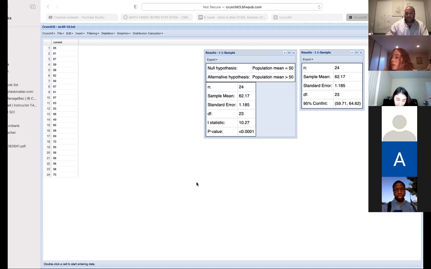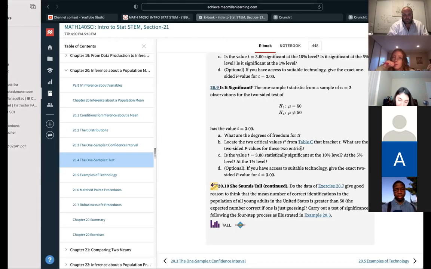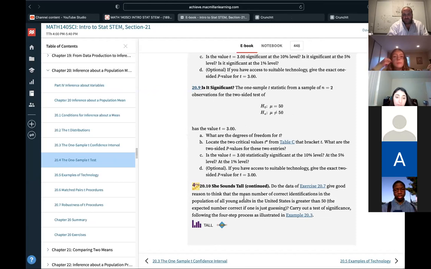I have a question. It might be a stupid question, but how do we know that it's asking for greater than or less than when you're reading the problem? If you read the question carefully, let's go back to the question. It said, do the data give good reason to think that the mean number of correct identifications in the proportion of young adults in the United States is greater than 50? Will it always say in the problem what we're looking for? No, it will not always say.